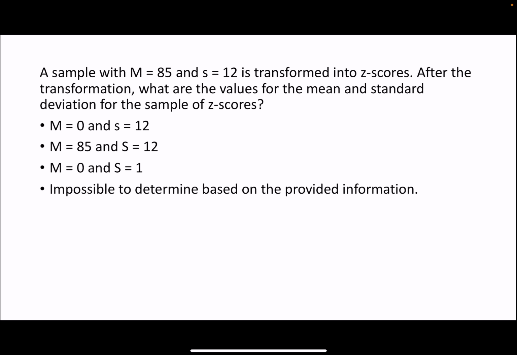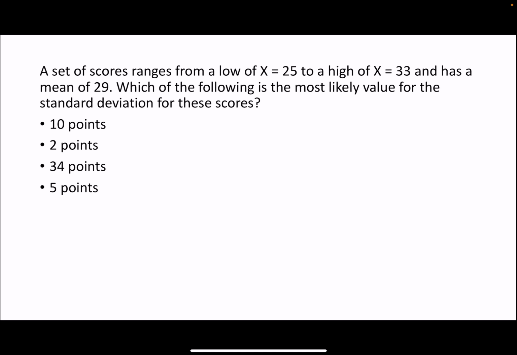Okay, so a sample with a mean of 85 and a standard deviation of 12 is transformed into z-scores. After the transformation, what are the values of the mean and the standard deviation of the sample of z-scores? So again, the idea here is that for z-scores, our mean is always 0 and our standard deviation is always 1. That's the standard mean and standard deviation for this. So that would be this guy right here. Every time we talk about z-scores, our mean is 0, our standard deviation is 1.